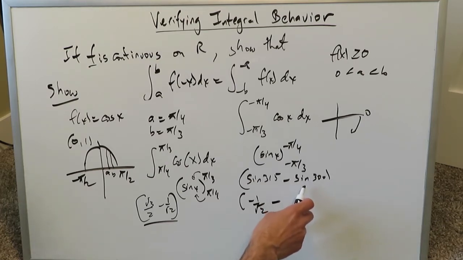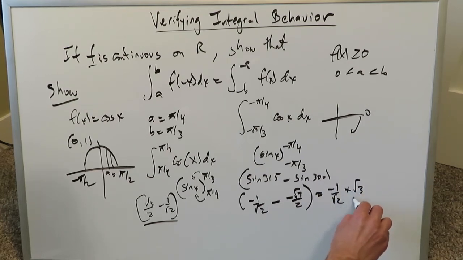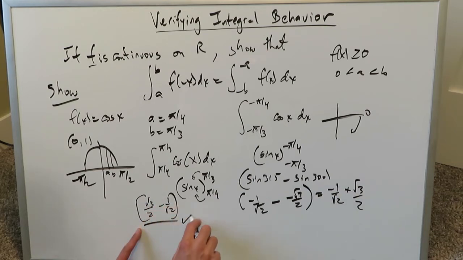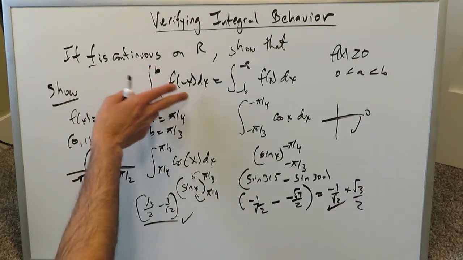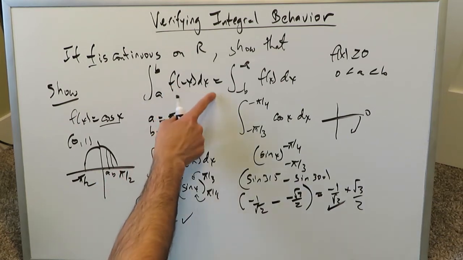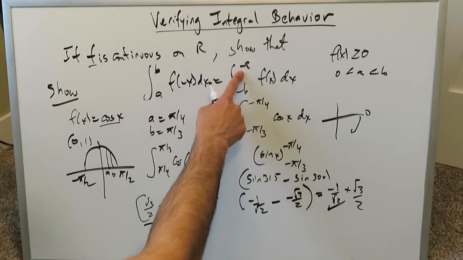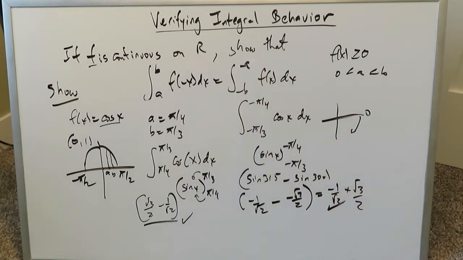Sine of 300 is equivalent to sine of minus 60 in the fourth quadrant. You'll have a minus root 3 over 2. These are just trigonometric ratios at play. Open this up or simplify, you'll have a minus 1 over root 2 plus root 3 over 2. Both of these end up being equivalent, and they are indeed equivalent. So you end up showing that this continuous function, in this case cosine x, an even function, the integral of f of x from a to b is the same thing as the integral of f of minus x from minus b to minus a. Nothing too hard, but we've shown you this.